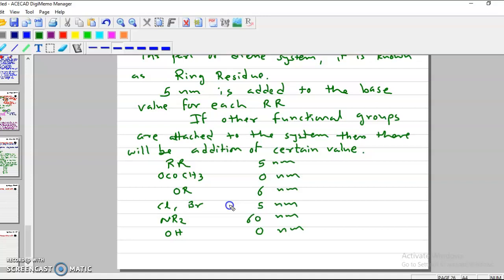There are certain steps. First, find out the type of system and add the base value accordingly. Then add 30 nanometer for each extra conjugated double bond. Then add 5 nanometer for each exocyclic double bond. Then add certain values according to the substitution or functional groups attached. One more thing, we have to add solvent correction also, because in certain cases solvent correction may change the values, but when we are referring to diene systems, for solvent correction we add 0.